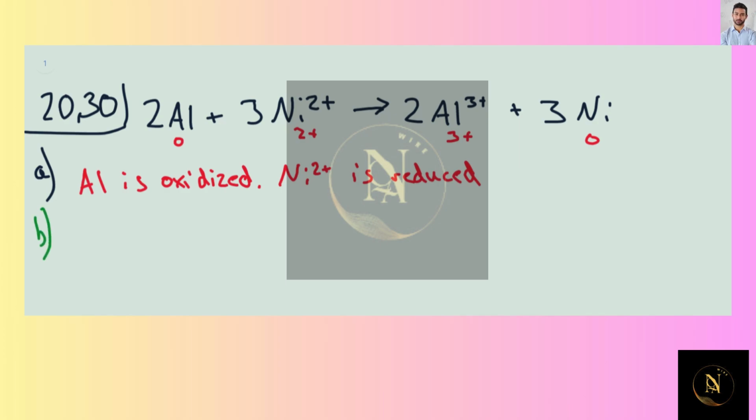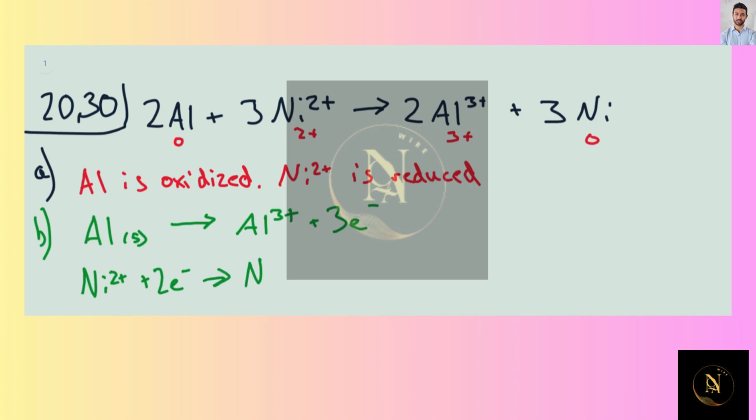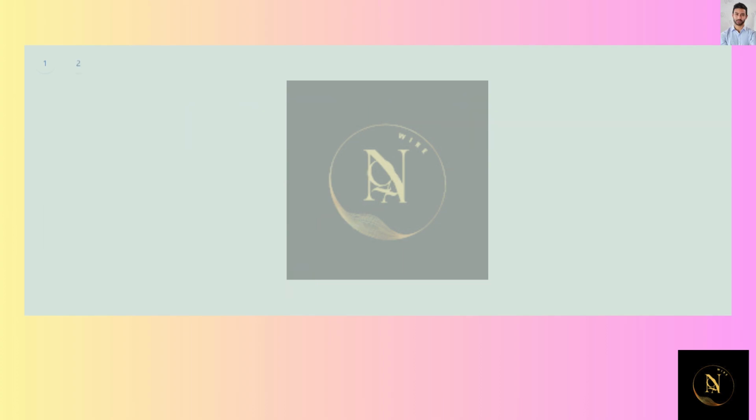In part B, we're asked to write the half reactions that occur in the two half cells. First of all, we can write down the oxidation reaction. We have aluminum solid being converted to aluminum 3 plus and 3 electrons. Then we have nickel 2 plus plus 2 electrons being converted into nickel atoms. So that was part B.